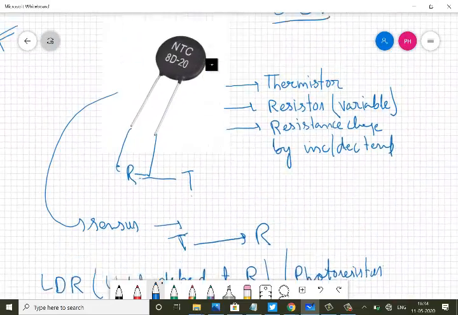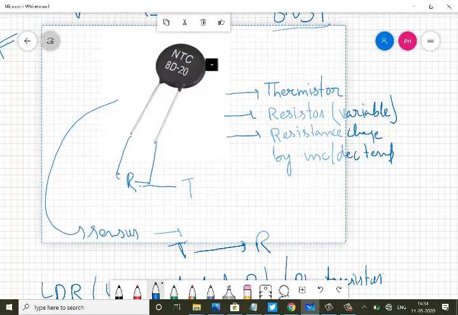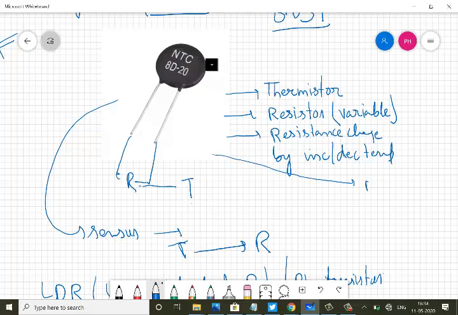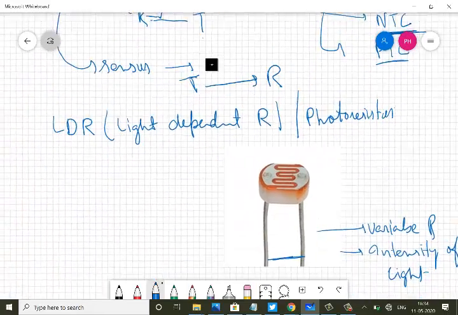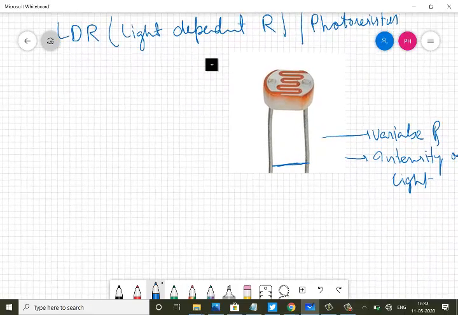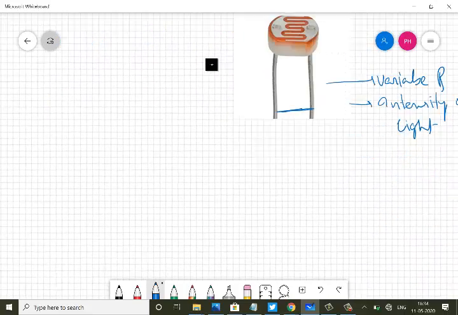These temperature sensors are usually of two types, NTC and PTC: negative temperature coefficient thermistors and positive temperature coefficient thermistors. What you are seeing here in the diagram is a negative temperature coefficient thermistor. What's a negative temperature coefficient thermistor? Its resistance decreases with increasing temperature.